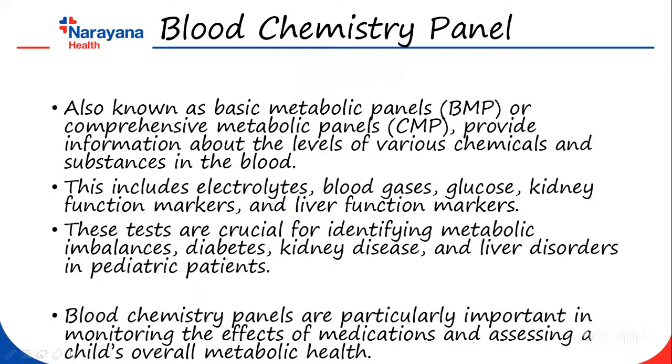Now that finishes the basic hematology tests that we do in a lab, and we come now to the blood chemistry panel. It is also known as the basic metabolic panel or comprehensive metabolic panel, and it provides information about the levels of various chemicals and substances in the blood. This includes liver function tests, renal function tests, electrolytes, and blood gases. These tests are crucial for identifying metabolic imbalances, diabetes, kidney disease, and liver disorders in pediatric patients. They are also particularly important in monitoring the effects of medications and assessing a child's overall metabolic health.